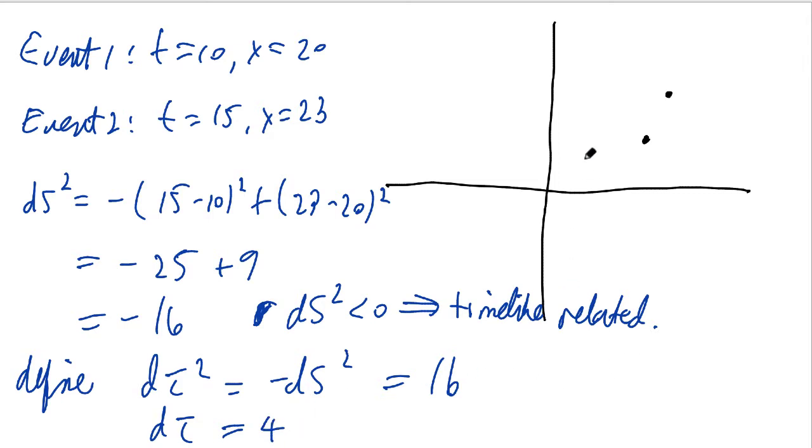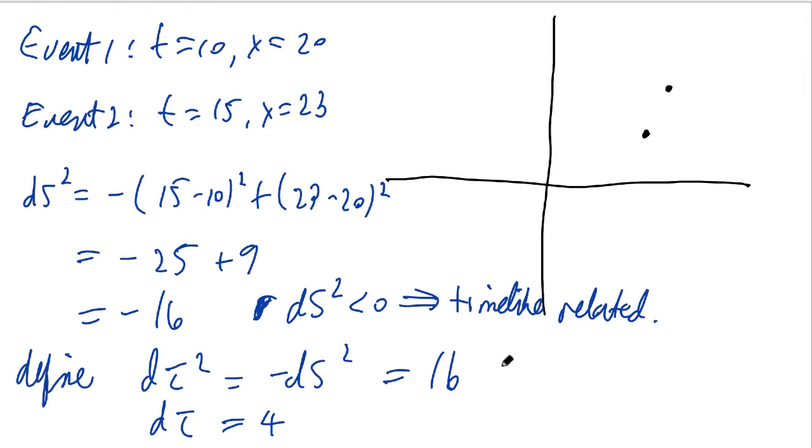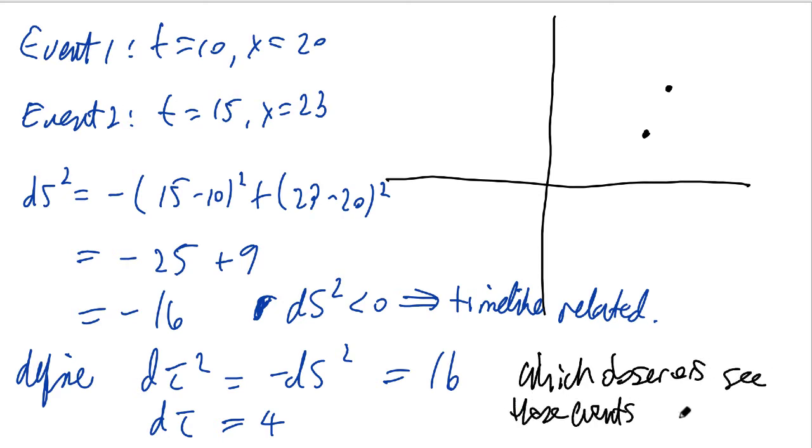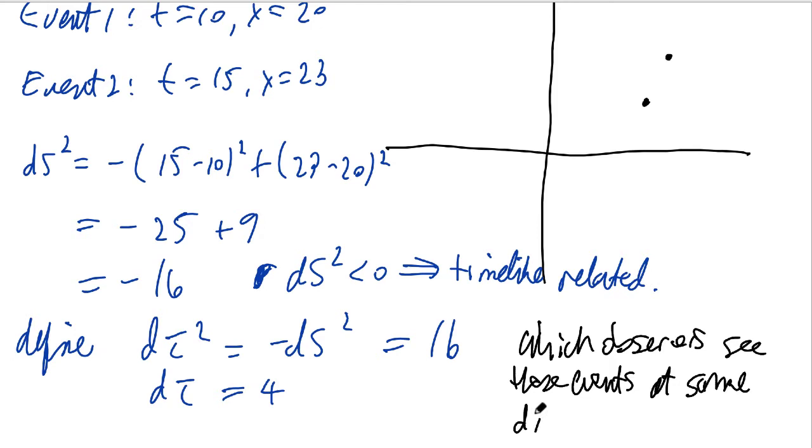So that means that for an observer who sees these two events as occurring at the same spatial location, these events are separated by a time of 4 meters or 4 seconds, whatever units you're using for time. So which observers see these two events as occurring at the same spatial location, or same distance from him or her?